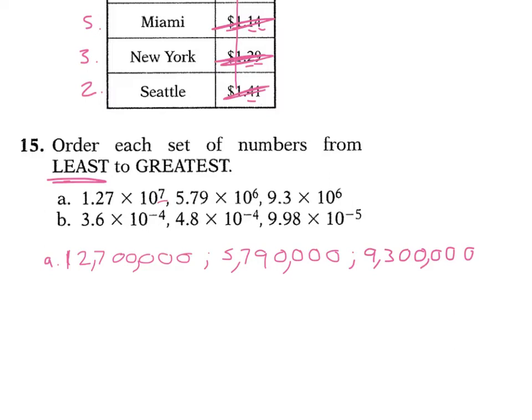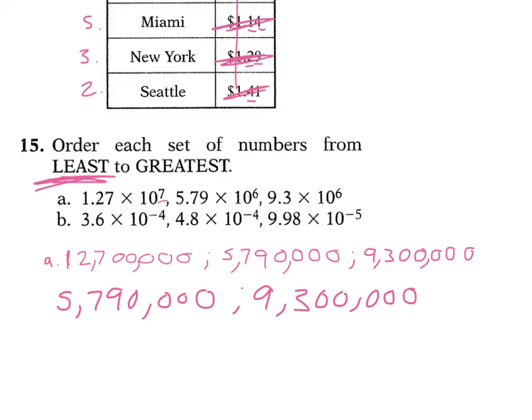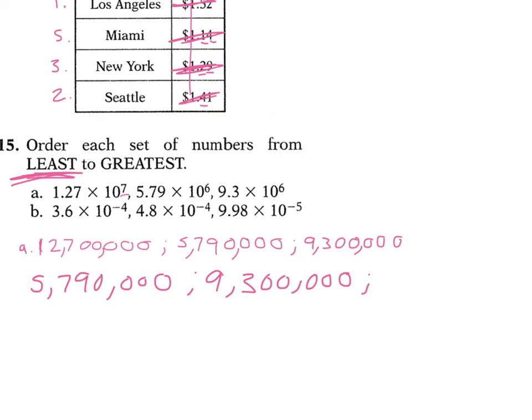So we're starting with the least. So our smallest one would be 5,790,000. And then we would have 9,300,000. And then our greatest number would be 12,700,000.